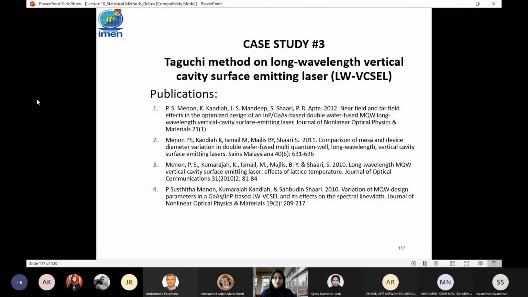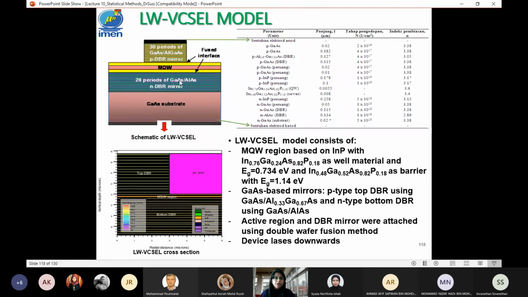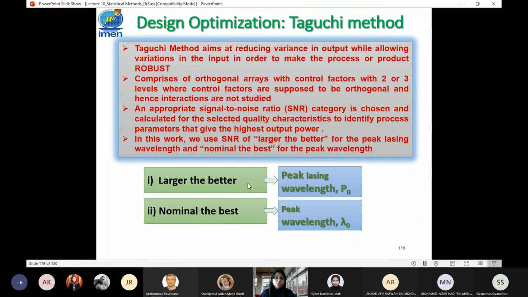Okay, so this is my own work, case study number 3. Okay, so this is on a long wavelength vertical cavity surface emitting laser. So basically this is a DBR laser. You have a top mirror, distributed Bragg reflector mirror, and bottom distributed Bragg reflector mirror. These are all the layers inside this device. And what I looked at is larger the better for the peak lasing wavelength, because I wanted a longer wavelength.